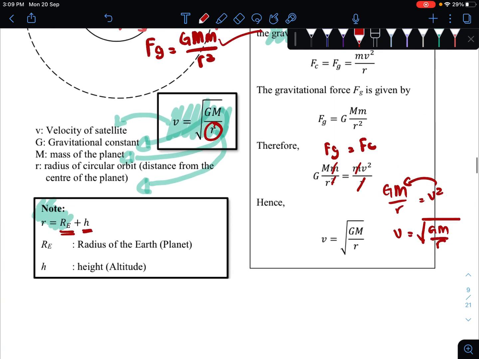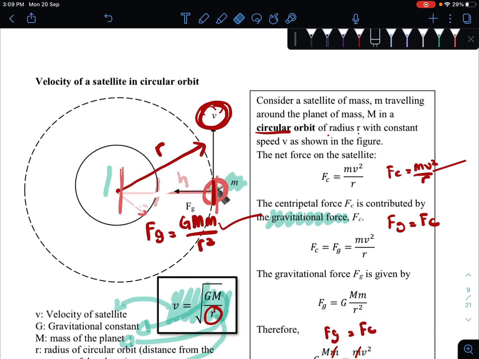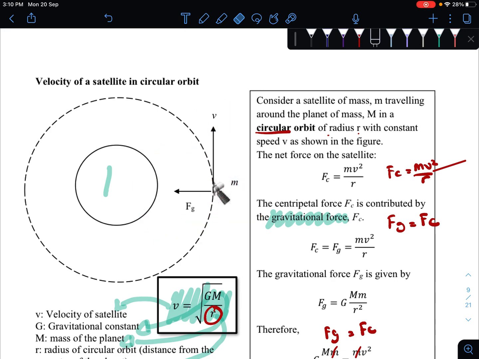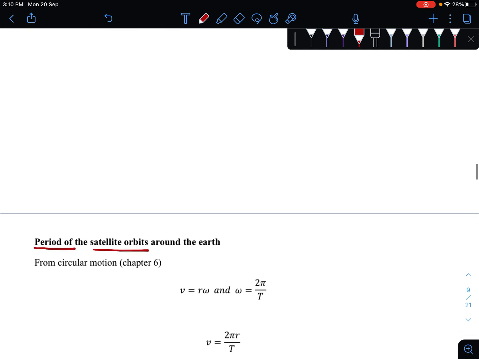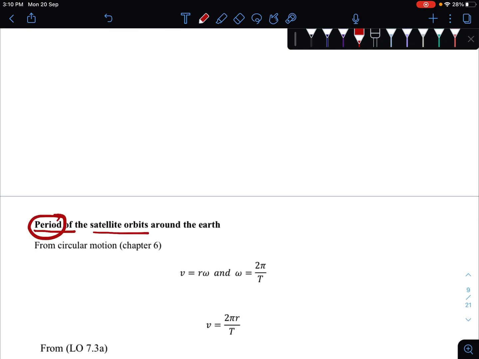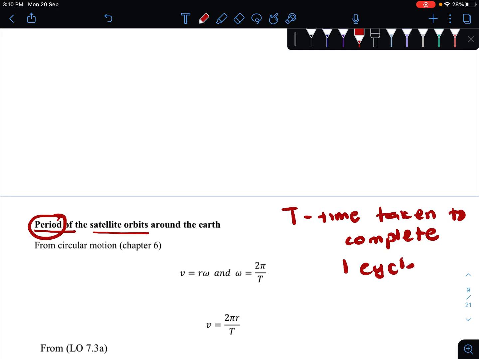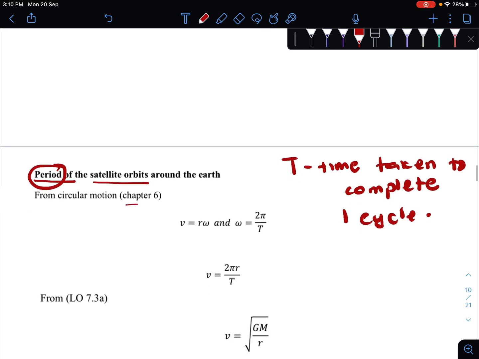Okay, next we want to find the period of the satellite's orbit around the Earth. So we know the satellite is going to orbit around the Earth. As the satellite orbits around the Earth, it will complete one cycle here. Our next objective is to find the period, which is the time taken to complete one orbit, one cycle here.